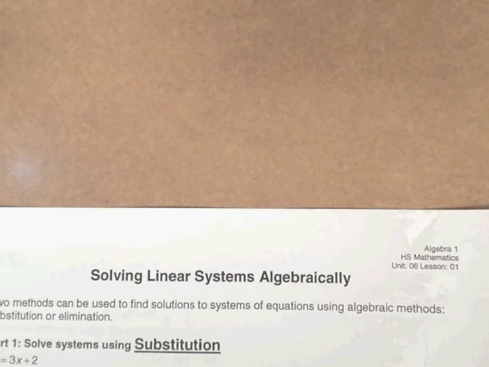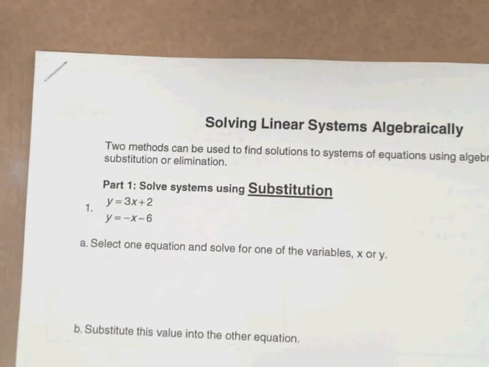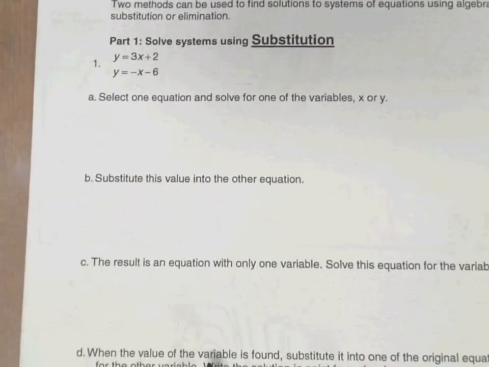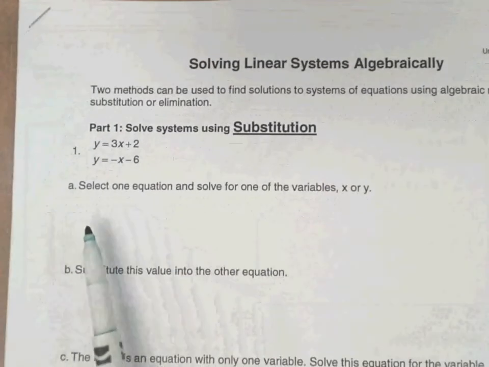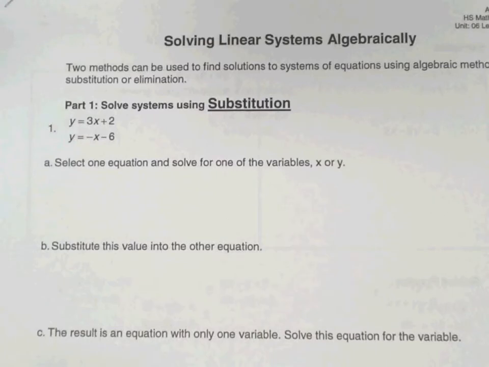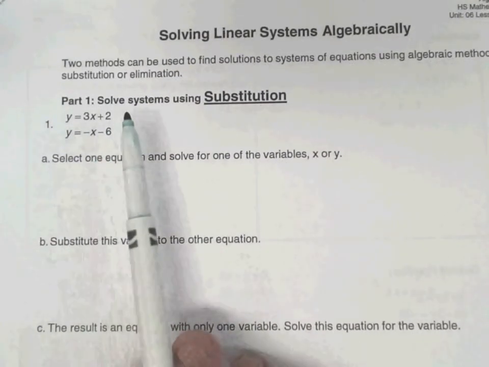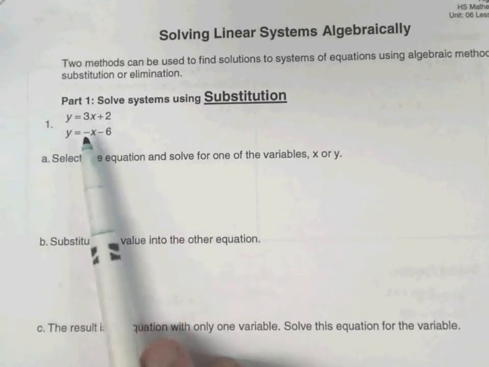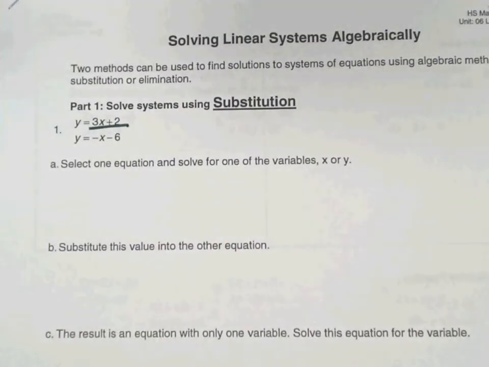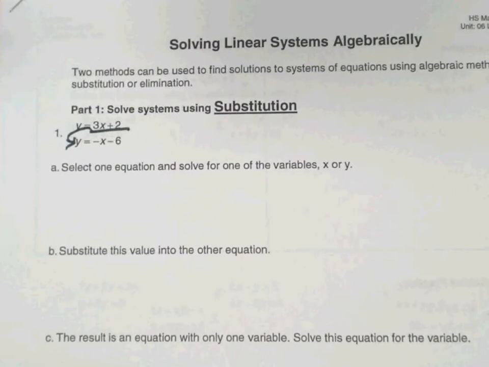All right, we're going to work on solving linear systems algebraically using substitution. So as we talked about on the first page, the 4 steps to solving an equation with substitution is, first, I have to solve one equation for one variable, either the x or the y, and then I substitute this value into the other equation. So both of these are solved for y already, so the value of this y is 3x plus 2, so I'm going to substitute that value in here for that y.